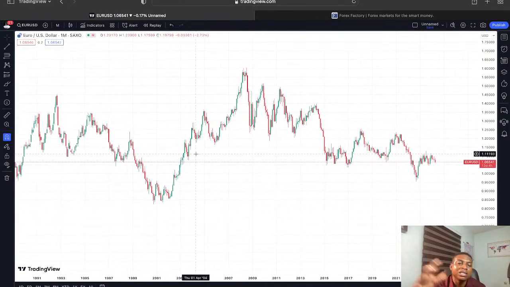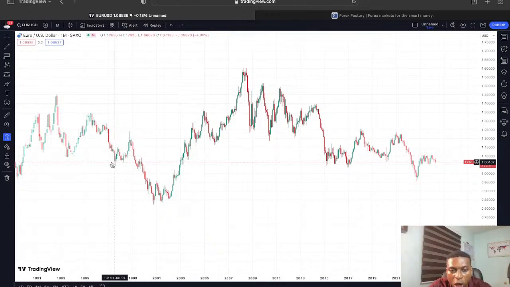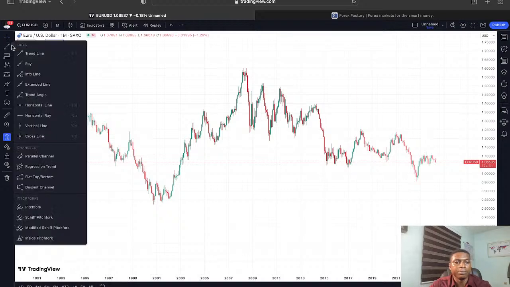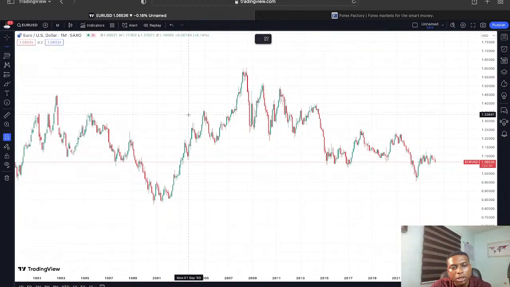So generally in the monthly time frame, we want to map out levels where price has respected in the past. Levels of support, levels of resistance, trend lines, consolidation that might have happened on the monthly time frame. So let's map out levels of support and resistance. Here we start with where the price currently is.